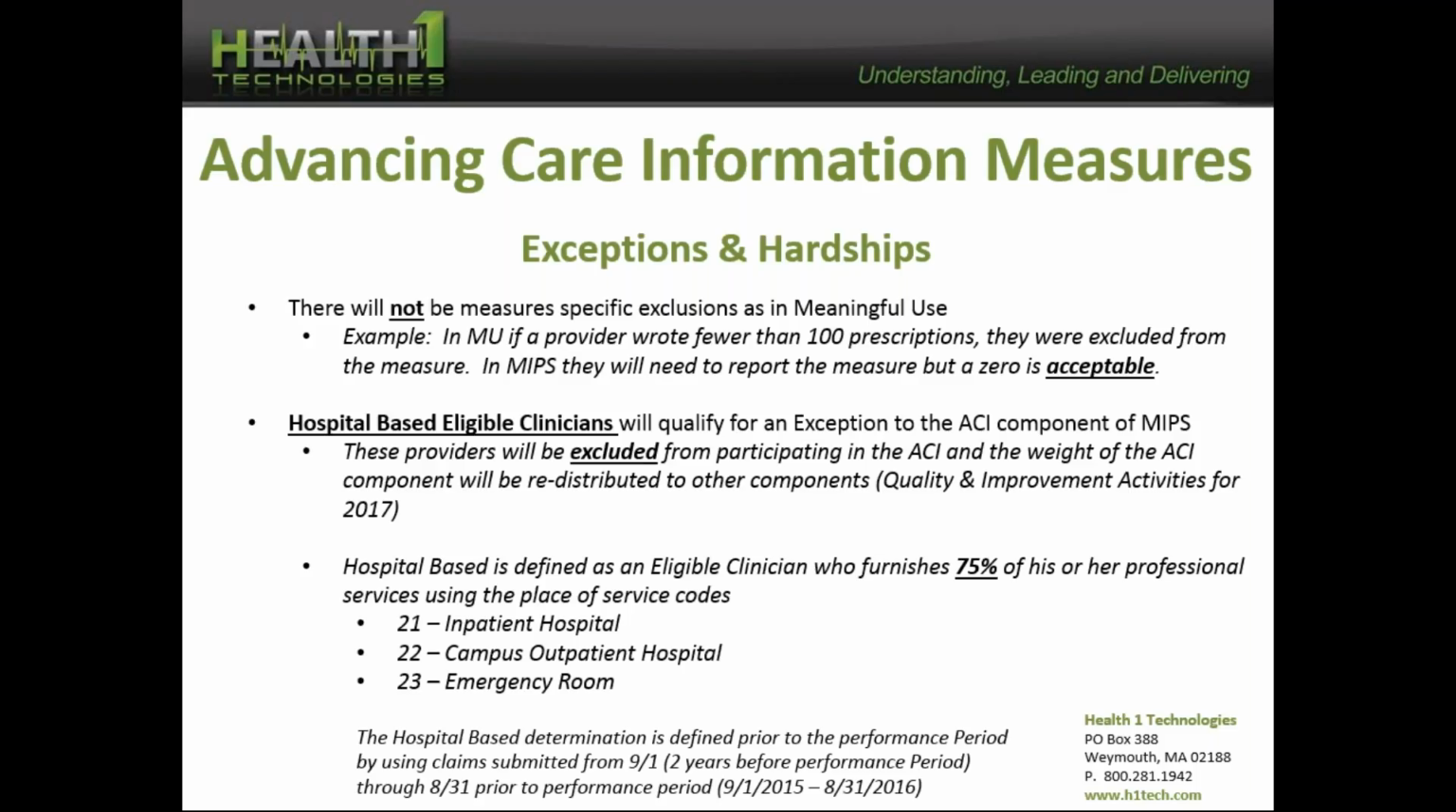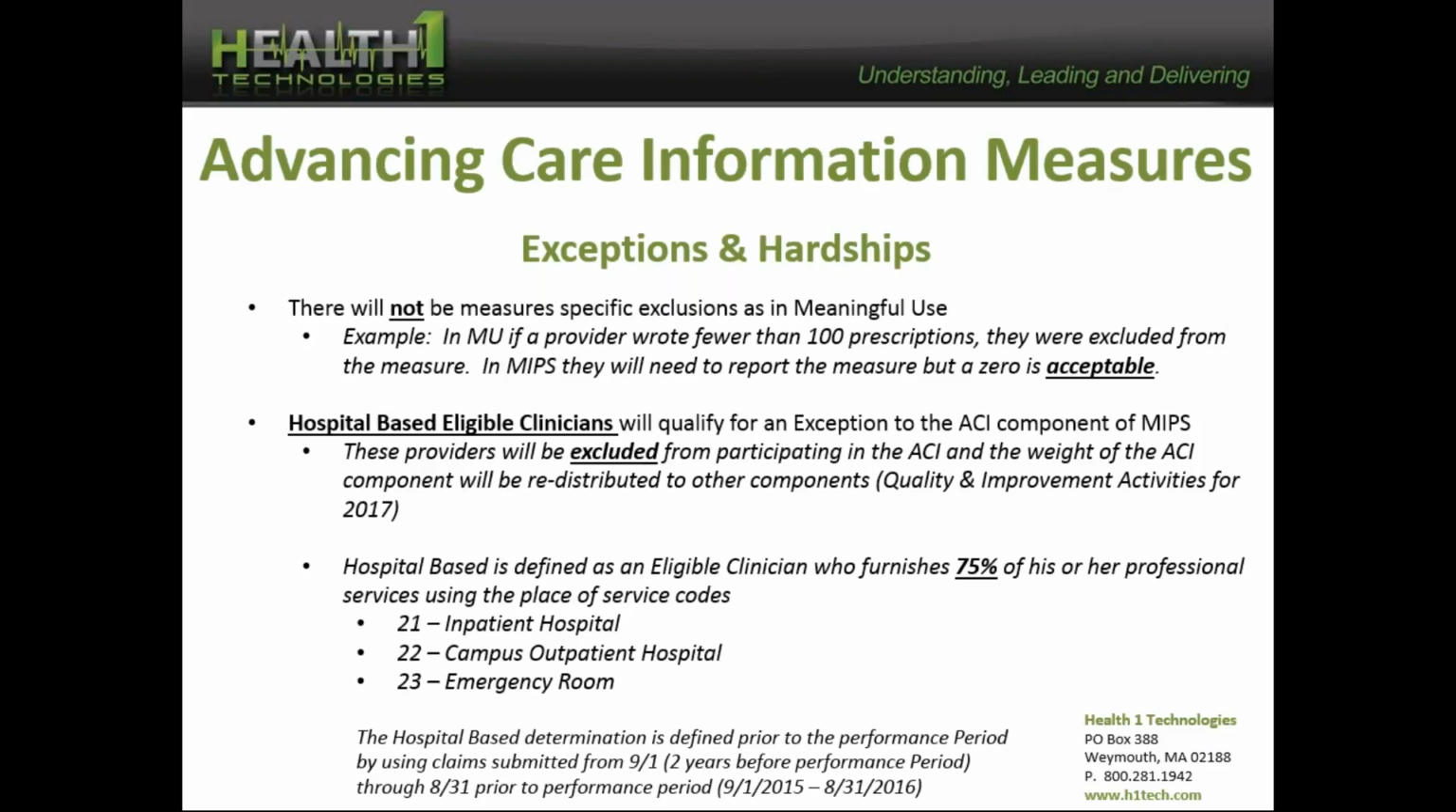There's also some rules around hospital-based clinicians, and what's going to happen is they're automatically going to be excluded from participating in the ACI. The weight of the components, if I remember, was 60% quality, 25% ACI, and 15% for the improvement activities. What they'll do is change the weight of that for those hospital-based eligible clinicians, and we'll look at that in a slide coming up. The ACI component will basically just be redistributed out to the quality and improvement activities.